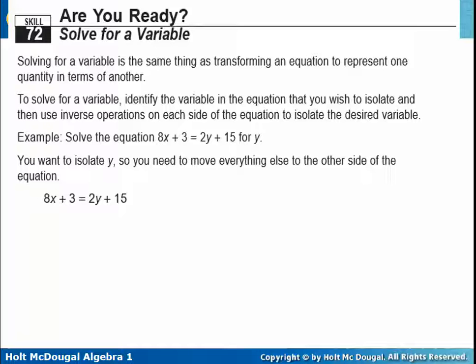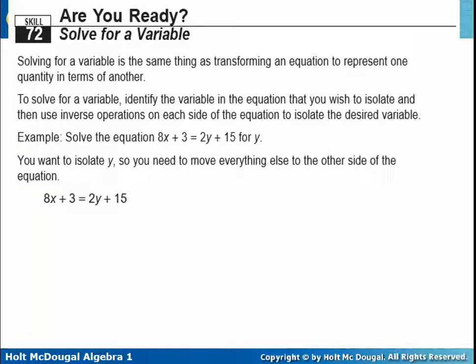It says that solving for a variable is the same thing as transforming an equation to represent one quantity in terms of another. So just like if you're solving an equation and you need to find what x is, when you solve for a variable, you're doing the same thing. It's just that there's more letters involved, more variables.